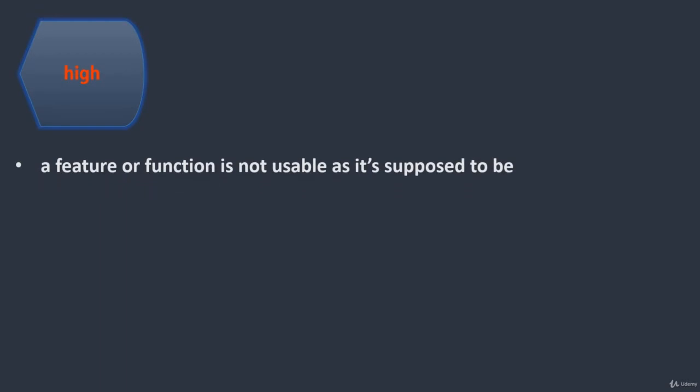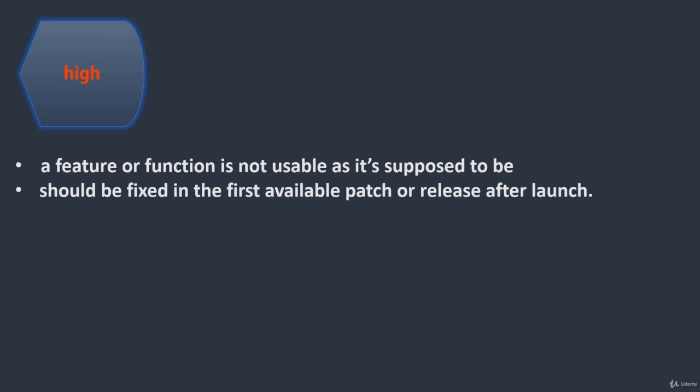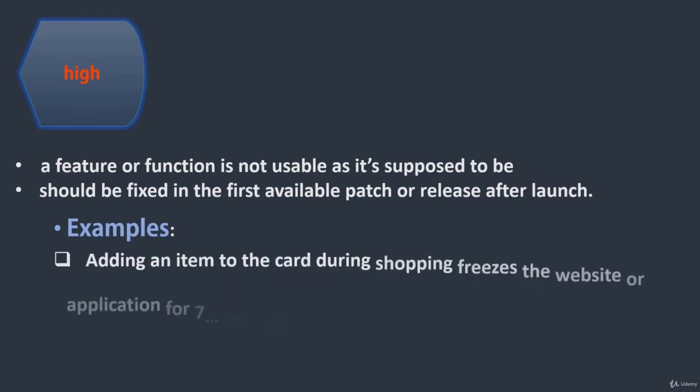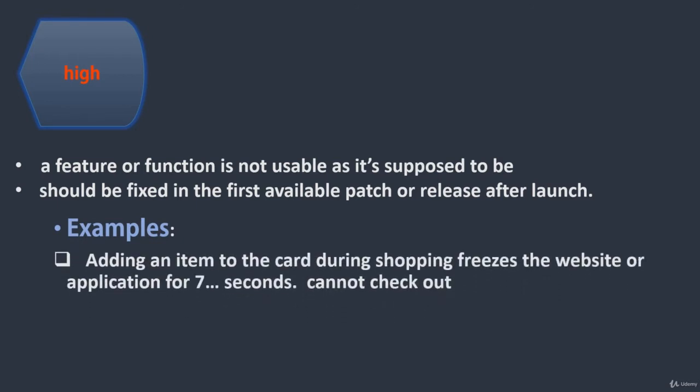Once the critical defects have been fixed, a defect having this priority is the next candidate, which has to be fixed. Normally when a feature or function is not usable as it's supposed to be. However, these bugs should be fixed in the first available patch or update after launch. For example, when you add an item to the cart during shopping, it freezes the website or application for 4 seconds. Well, this doesn't stop the function of adding an item to the cart, but it makes it sluggish. So this is a high priority level, but it's not critical, of course.